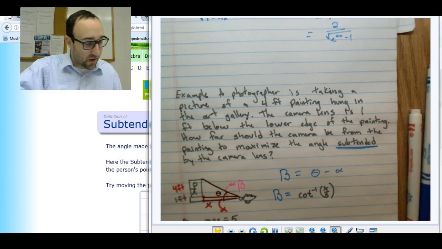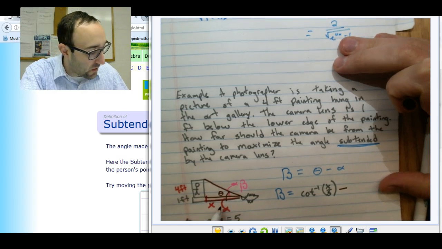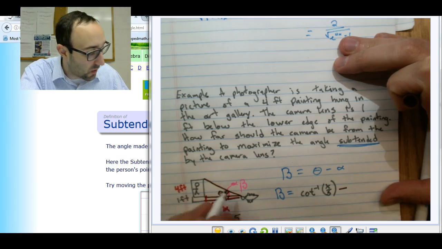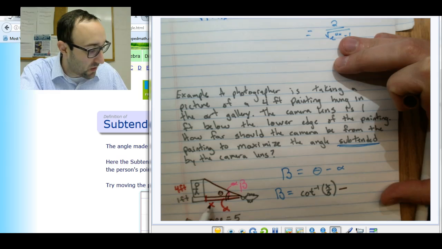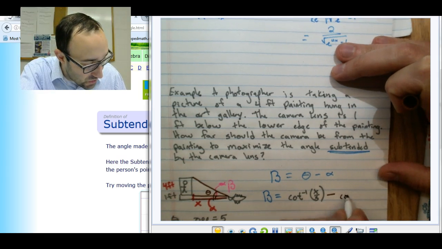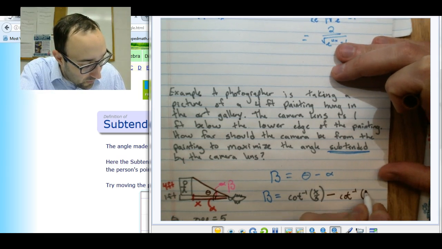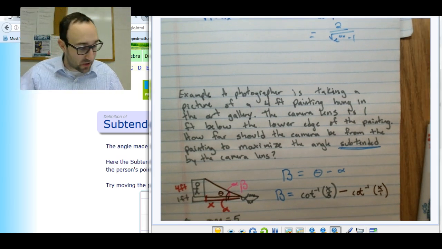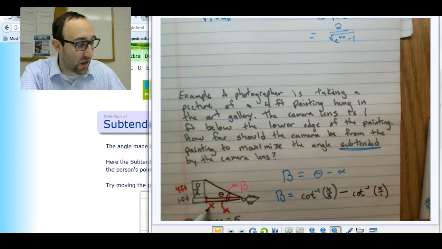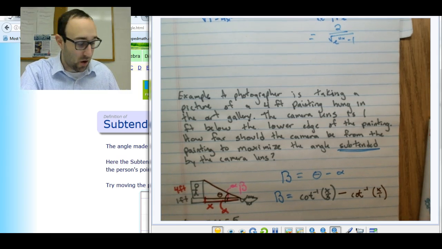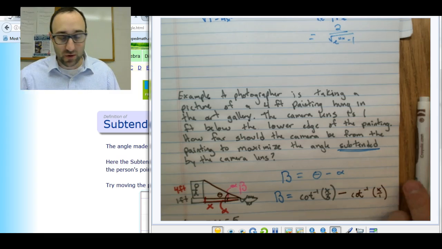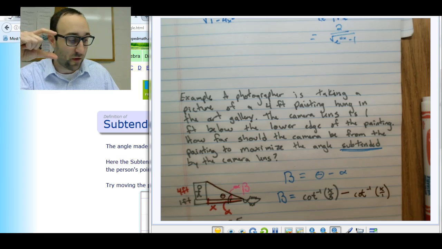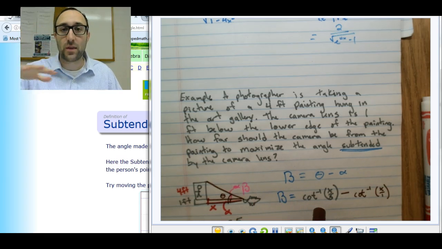Okay, so we've got that for cotangent. And then let's do the same thing for alpha. Alpha is this small angle right here between the horizontal and the bottom of the painting. So the opposite is 1, the adjacent is x. So I'm going to use cotangent again, inverse cotangent of x over 1. That kind of makes sense. It's the same process, just using 1 and x instead of 5 and x. All right, good. Now remember we wanted to figure out the derivative of this, set it equal to 0, and then we can find our max.